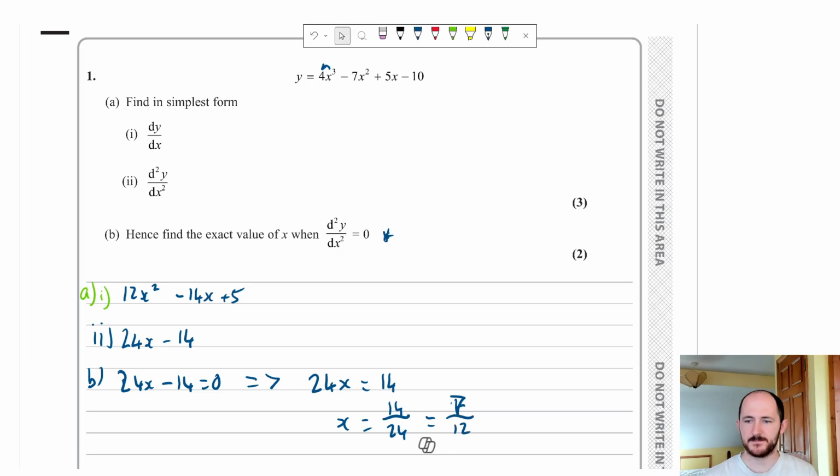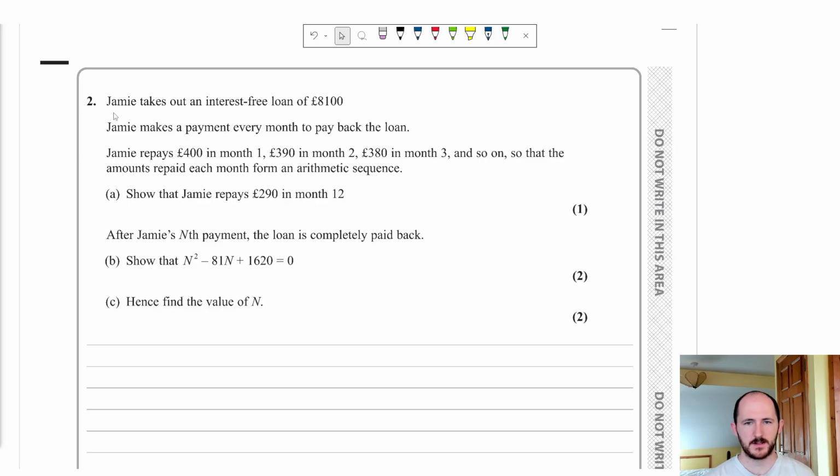Not too bad. Here we have a sequences question. Jamie takes out an interest-free loan of £8,100. He makes a payment every month to pay back the loan. He pays 400 in month 1, 390, 380, and so on, so that the amount repaid each month forms an arithmetic series. Show that Jamie repays £290 in month 12.